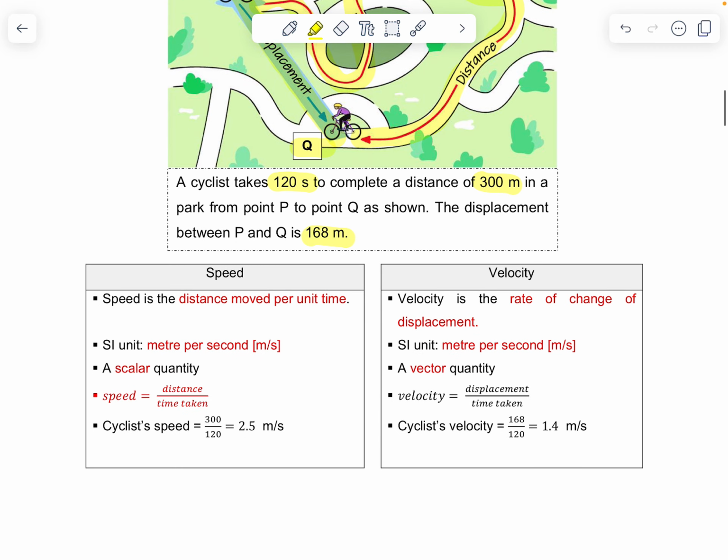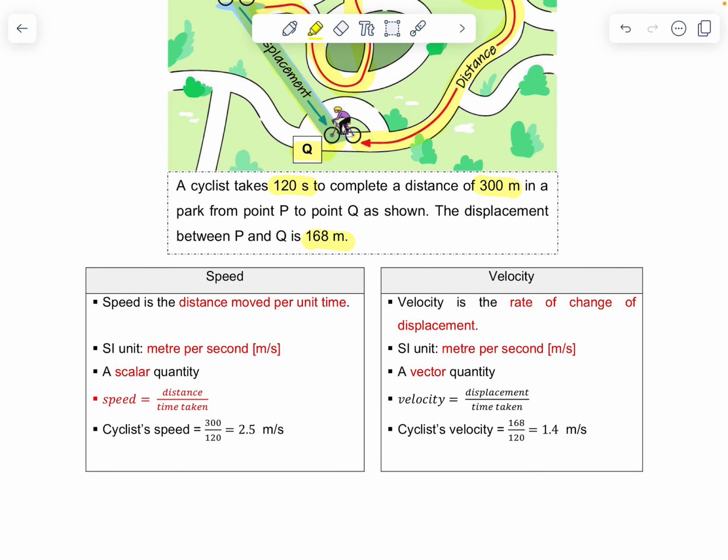So let's look at the speed. Speed is the distance moved per unit time. The SI unit is meters per second. Speed is a scalar quantity because it has no direction. The formula is given by distance over time. So for the cyclist's speed, we'll take 300 divided by 120 to get 2.5 meters per second.